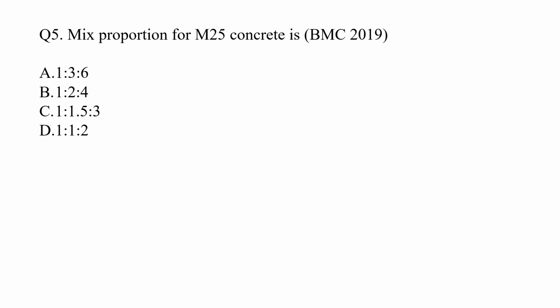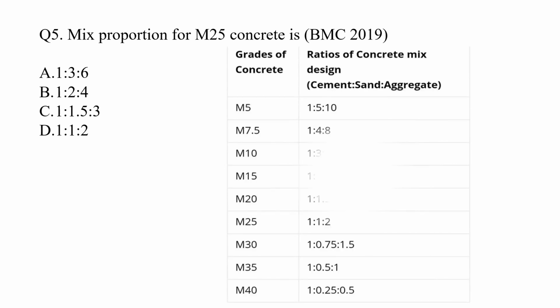Then next question is related to mixed proportion, and this question is from BMC 2019 exam. Mixed proportion questions are mostly asked in these exams. So remember the chart related to mixed proportions, and you will easily get the marks related to the mixed proportions. So here they ask the M25 mixed proportion. So this is the chart related to the mixed proportion. So it is easy to remember.